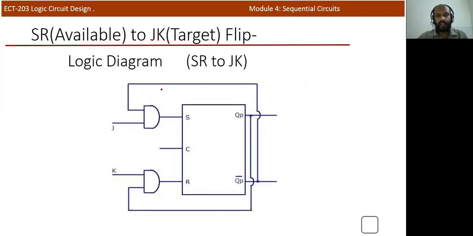So now we can implement that particular circuit. The available one is the SR flip flop. You know that the S input is J Q bar, and the R input should be K Q. So by using this particular AND gate, you can implement it. This is Q bar actually, this is Q. So here you'll get J Q bar and this is K Q. Okay, so this is the clock signal.